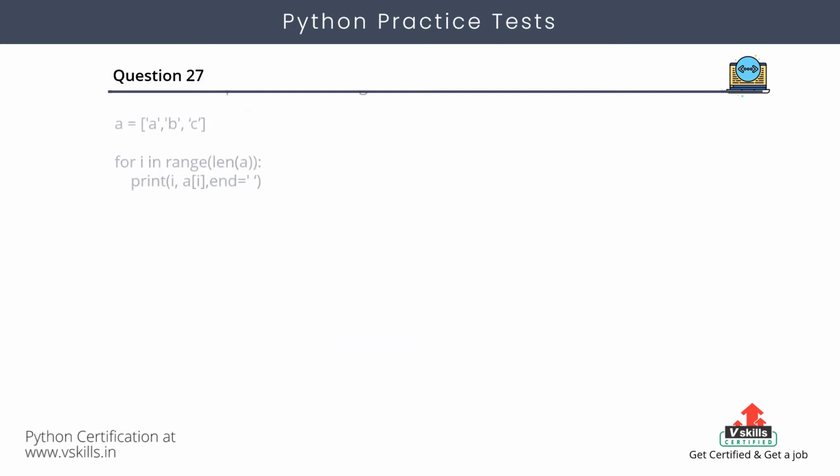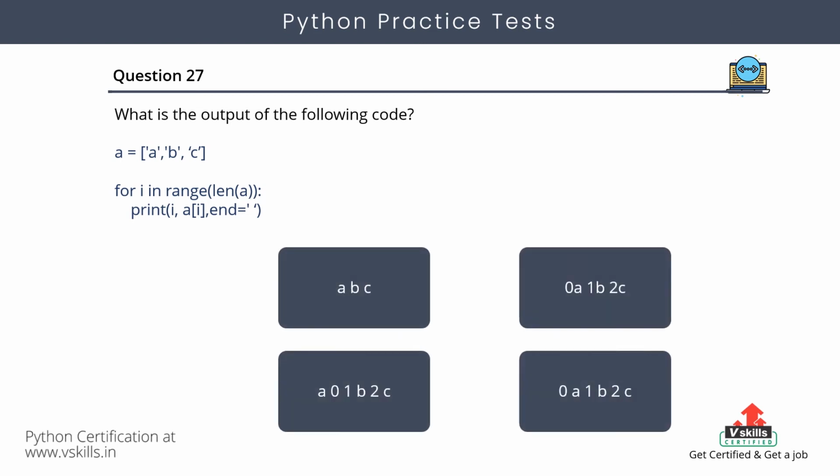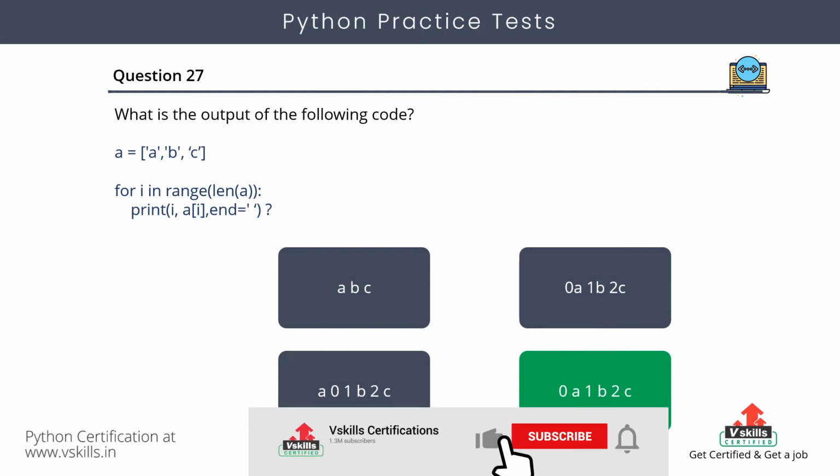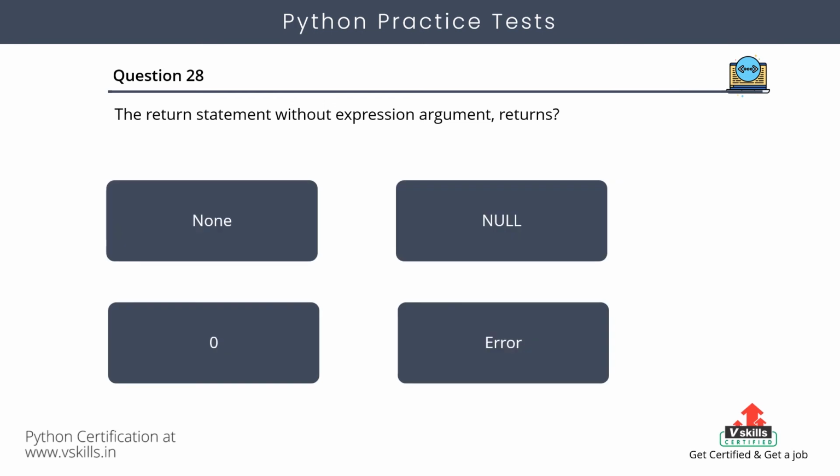Question 27. What is the output of the following code? The correct answer is option D. Question 28. What does the return statement without expression argument return? The correct answer is option A.